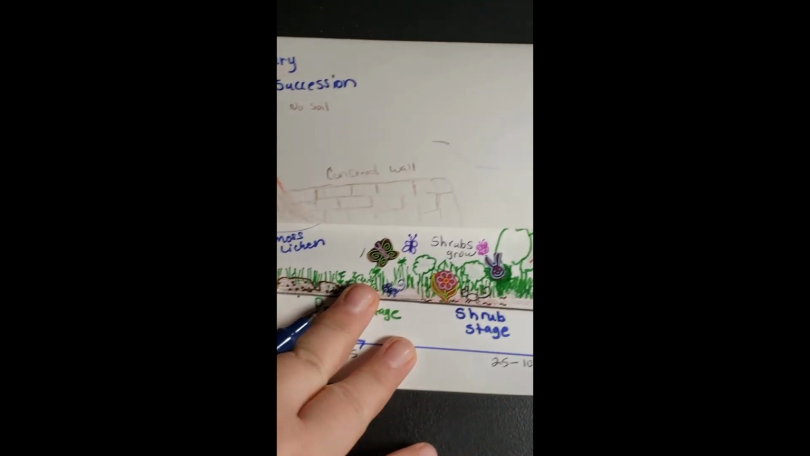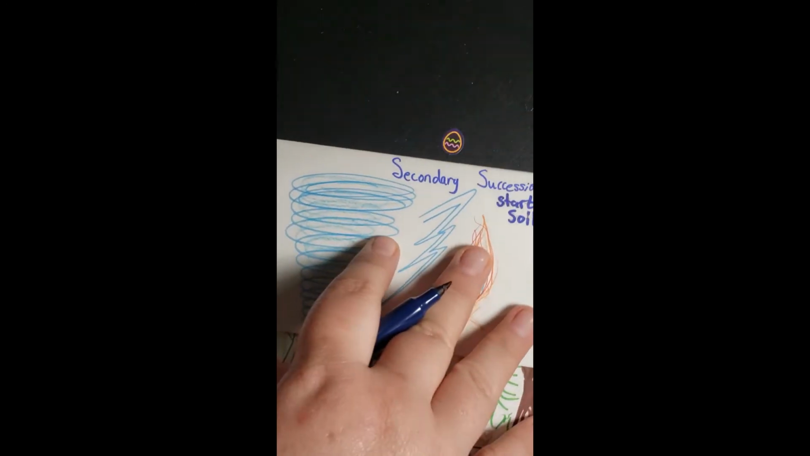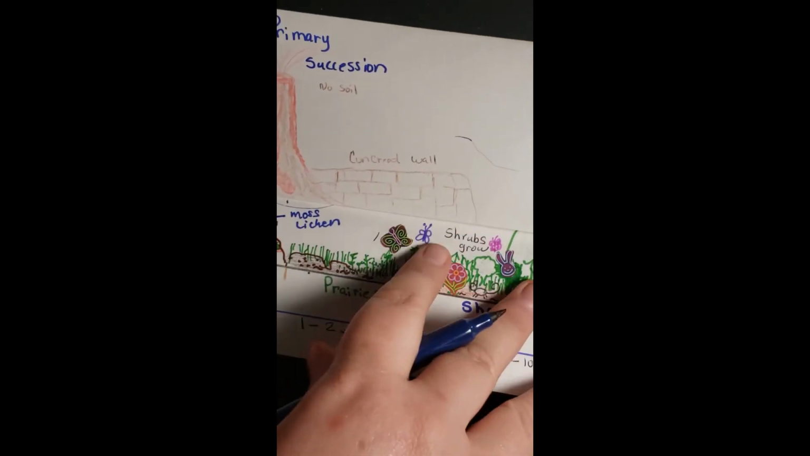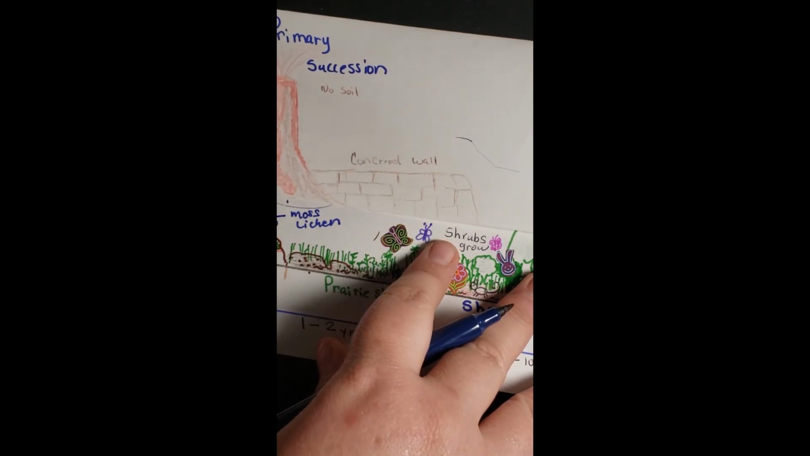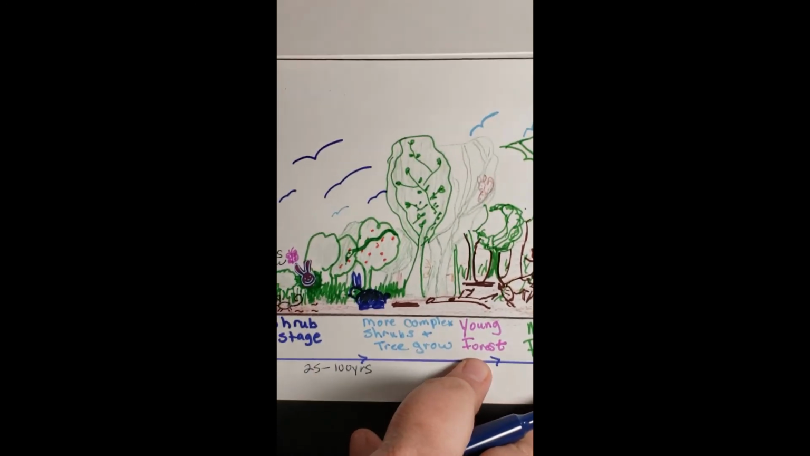So I hope you understand the difference between primary succession and secondary succession. Primary starts with no soil, it starts with barren rock, and secondary succession starts with soil.